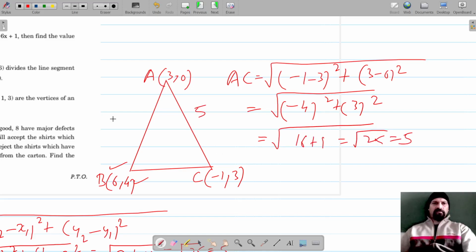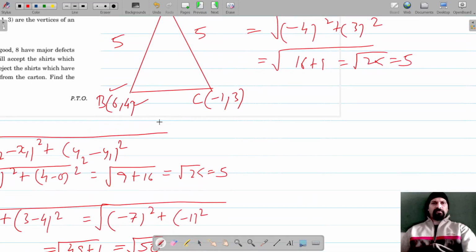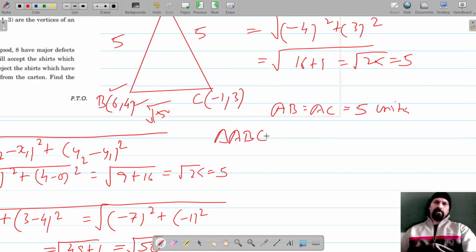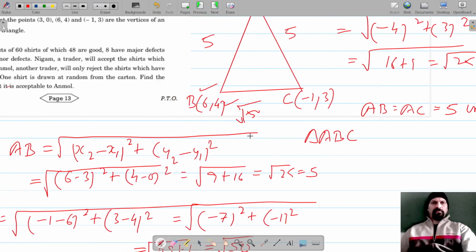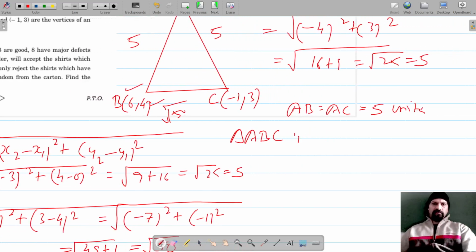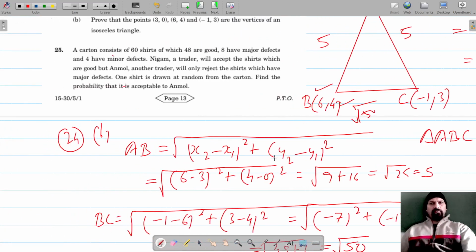So AC is 5 units and AB is also 5 units. BC is root 50. So AB is equal to AC is equal to 5 units. So that means this triangle ABC with the given vertices is an isosceles triangle. Okay, let's move on to question number 25.